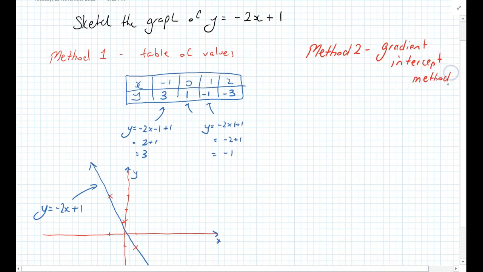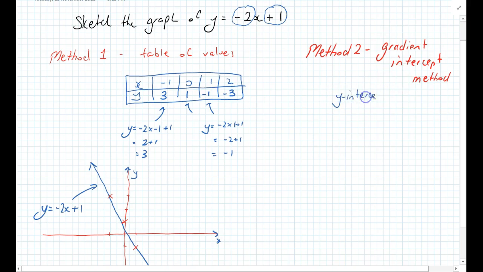Now that's fine. This is a quicker way. Here we're constructing a table of values, which is brilliant. But our gradient intercept method just does this. It looks for the gradient and it looks for the y-intercept, both of which are on show in our equation y equals -2x plus 1. So we just identify these straight away.